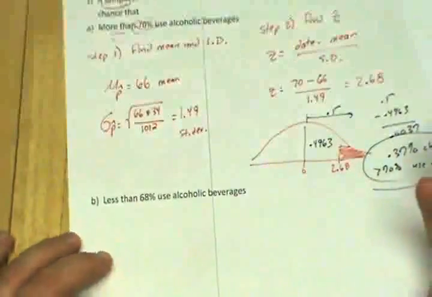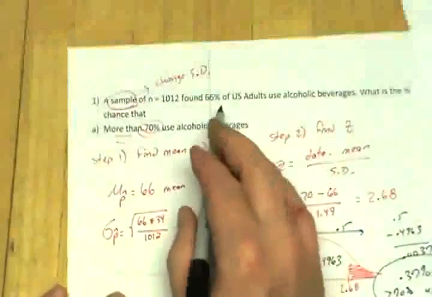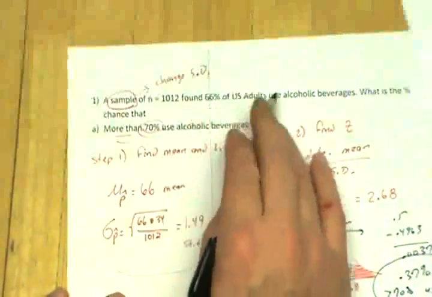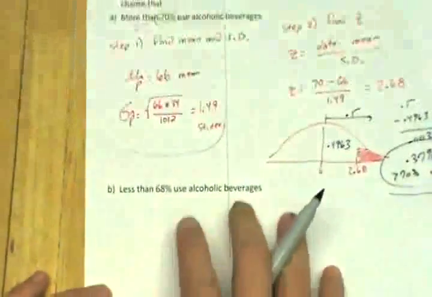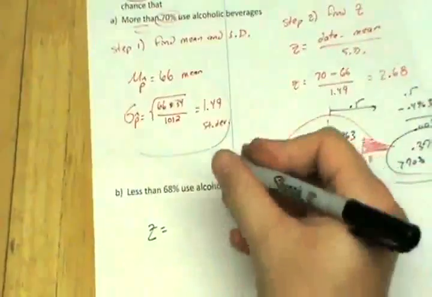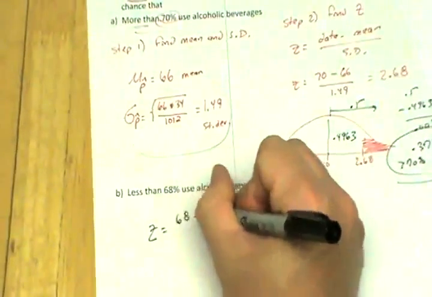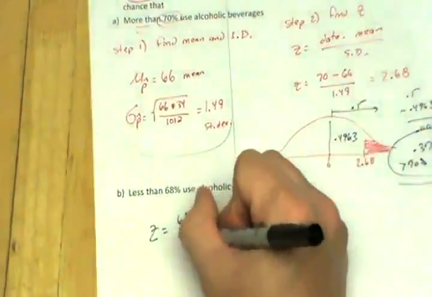Step 1 is find the mean and standard deviation. We already have the mean and standard deviation because that's based on the question. 66% said they use alcoholic beverages. Got it. So what's the chance that it's less than 68? So we can go right now into data minus mean. So the data is 68. The mean is 66. The standard deviation is 1.49.